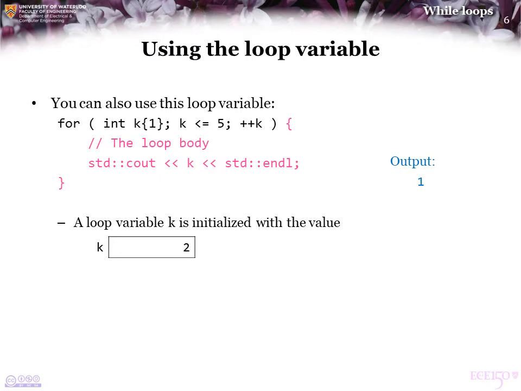Update the value of k, the condition is true, we print it, update the value of k. Test the condition, it's true, execute the body, update k. Test the condition, true, execute the body, update k, and so on and so forth until the condition fails or returns false, and we carry on executing after the end of the for loop.